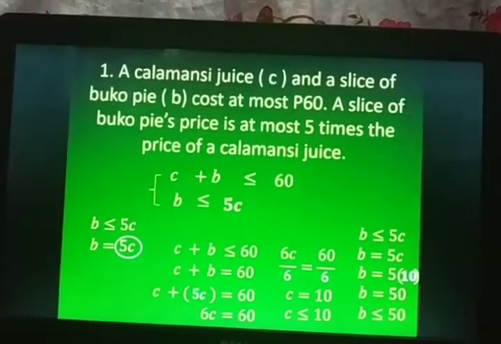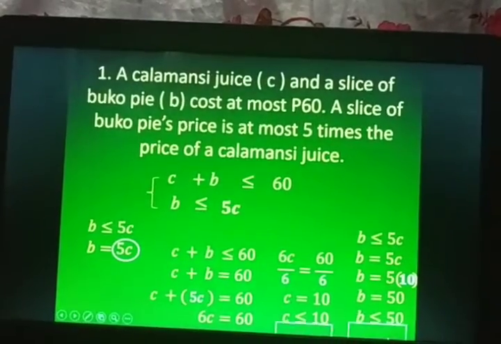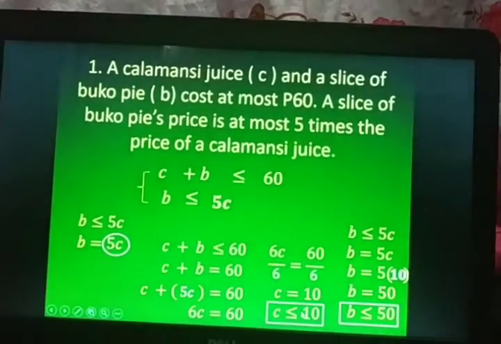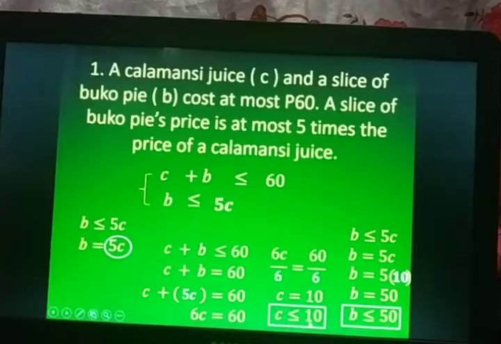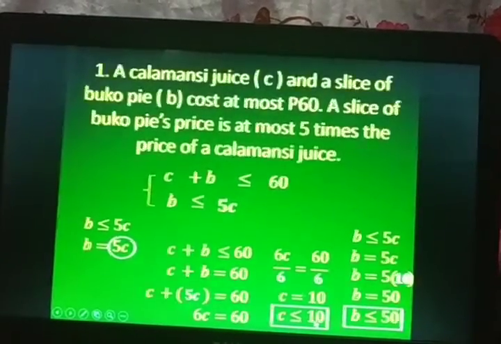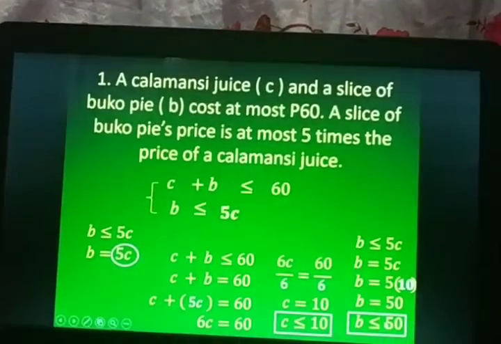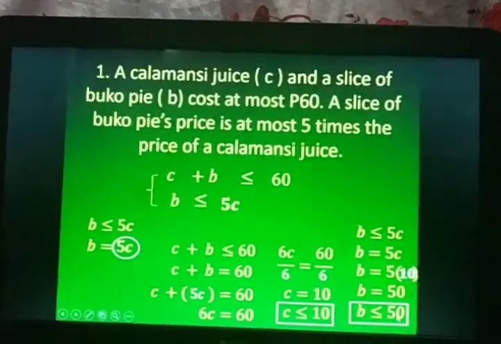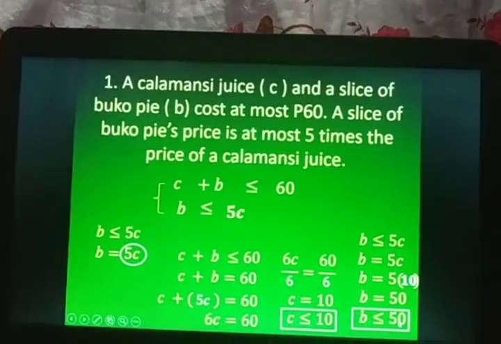Decimal man na siya gyapon. Okay? So, there you go. Si calamansi juice, which is C, is less than or equal to, pwede nga, 10 and below. And si buko pie naman niya, pwede 50 and below. Okay? So, damo siya answer, class, no?